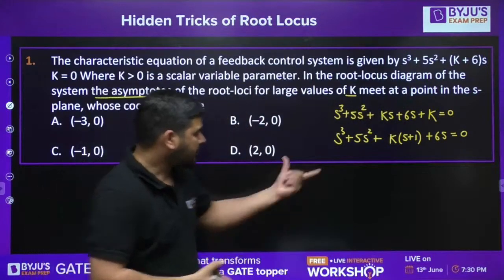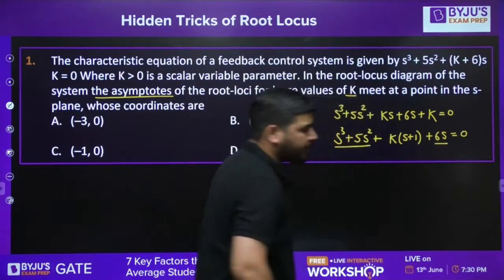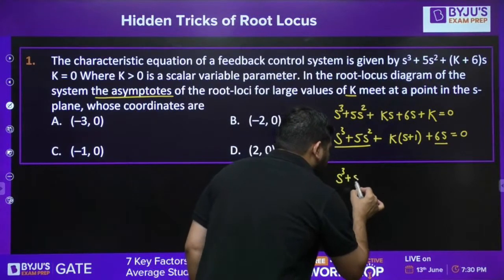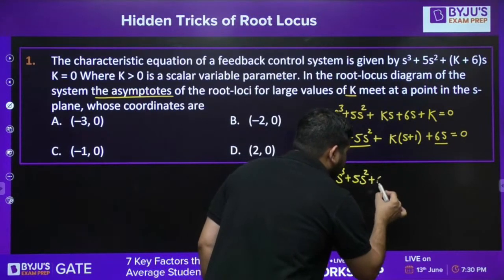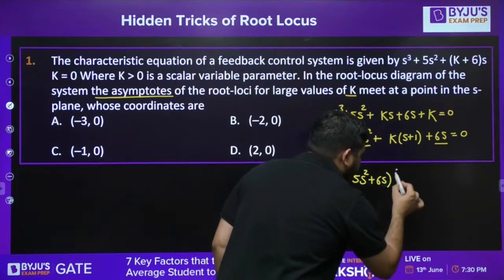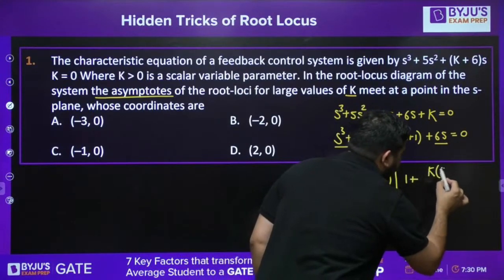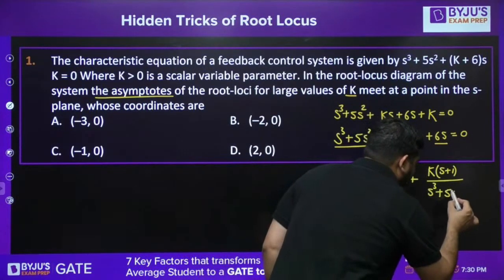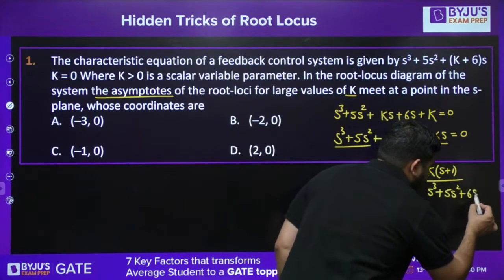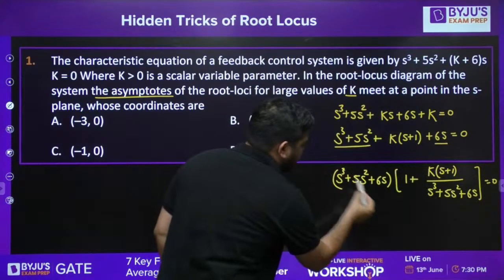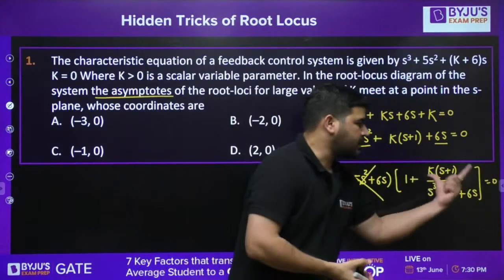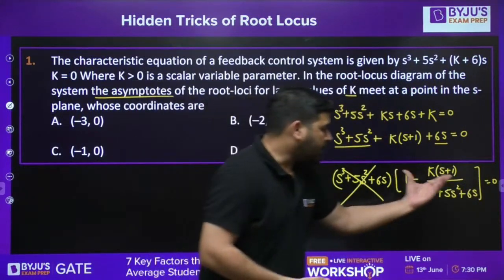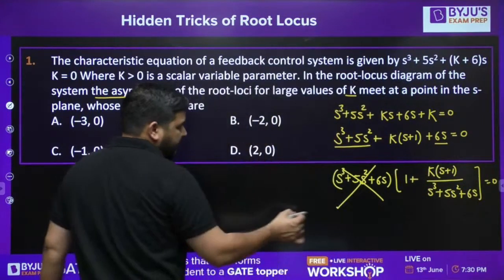Now, what you can do is take this term and this term common. If you take common, you'll get s cube plus 5s square plus 6s, and then 1 plus k into (s plus 1) divided by (s cube plus 5s square plus 6s), and that is equal to 0. Now this common term is gone, so we are left with this function. This is 1 plus G(s)H(s), my characteristic equation now. So we got the G(s)H(s) value.